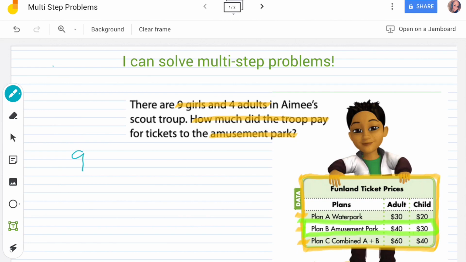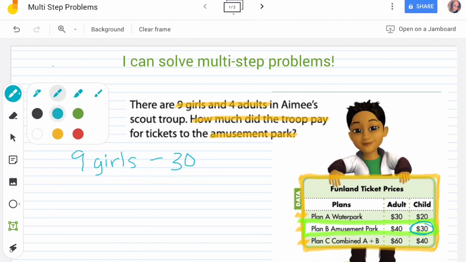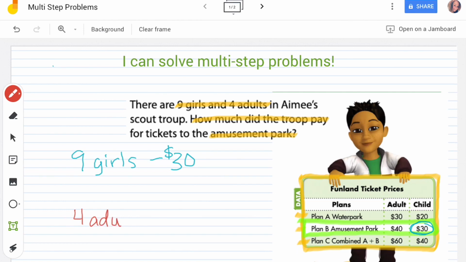I know that I have 9 girls, and according to this table, each girl costs $30. Oops, not girls. I made a mistake. Let me erase that. Each girl costs $30. Now I also have another group of people that I need to account for, and that's the adults. There are 4 adults, and according to the data table, each one of the adult tickets cost $40.